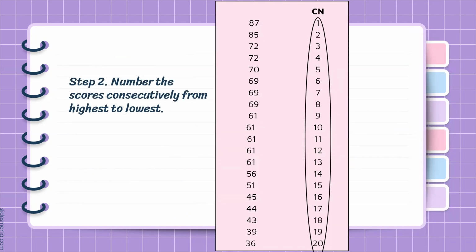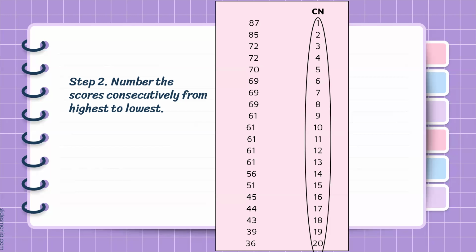Step 2, number the scores consecutively from highest to lowest. So for the highest score, 87, it has a consecutive number of 1. The score 85 has a consecutive number of 2. Then we do the same with the rest of the scores. With 72, it has a consecutive number of 3. The next 72 also has a consecutive number of 4. And the lowest score, 36, has a consecutive number of 20.